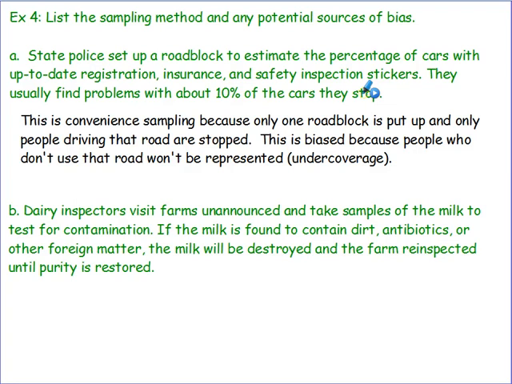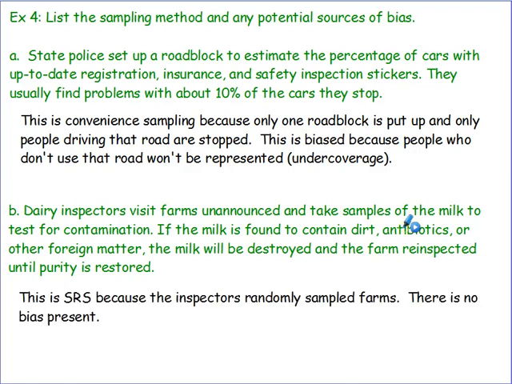So this, they're picking a farm and they're showing up. This is your basic type of sampling. It's a simple random sample, or SRS, because the inspectors randomly selected a farm and went and sampled that farm. This is the type of problem where there is no bias present. They sampled randomly, they showed up, they tested, they're done.